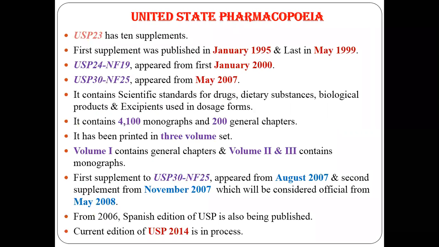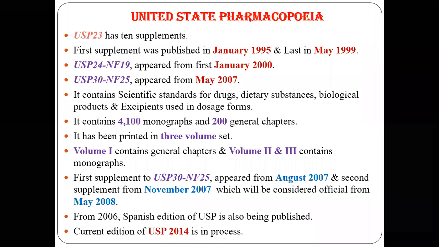The United States Pharmacopoeia 23 has 10 supplements. It means this pharmacopoeia has additional information in small books. They are called supplements. The first supplement was published in January 1995 and the last in 1999. The USP 24 and National Formulary 19 in combination appeared from January 2000. The United States Pharmacopoeia 30 and National Formulary 25 appeared from May 2007.